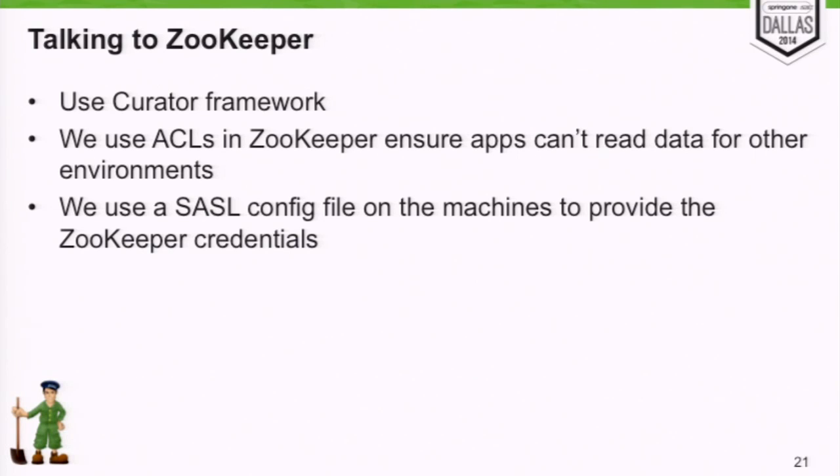So we have a set of files that we keep in a special location on each of our servers that we have Puppet manage. It just gets pushed out, which has the URL for the ZooKeepers and the SASL configuration for that environment and the encryption keys for that environment. So those pieces of information are necessary for the application to be able to connect and kind of get the rest of the data.